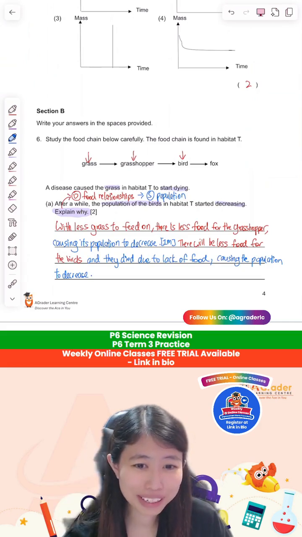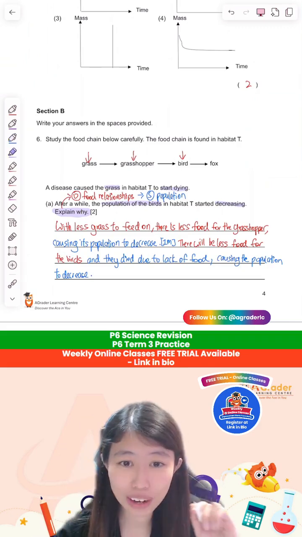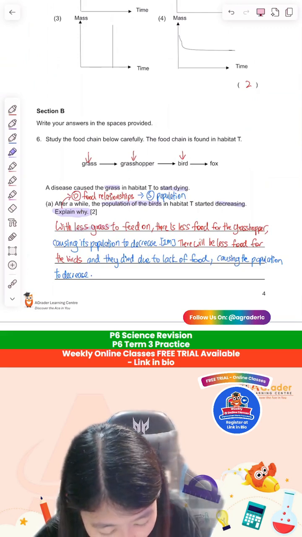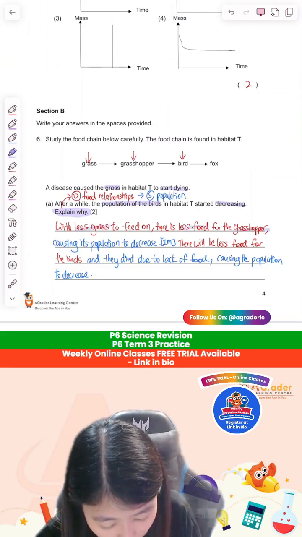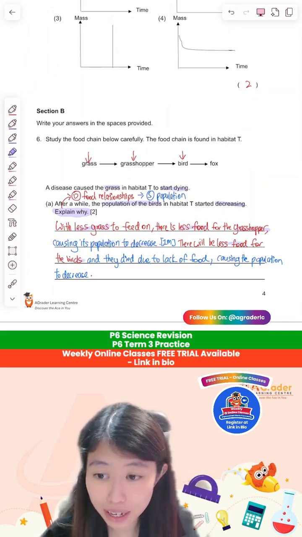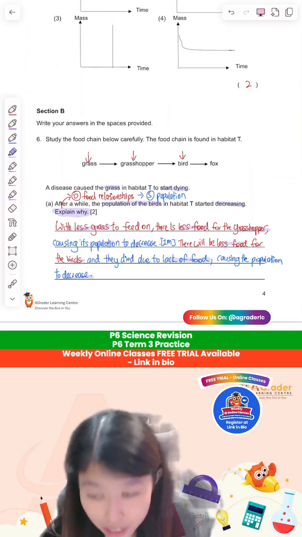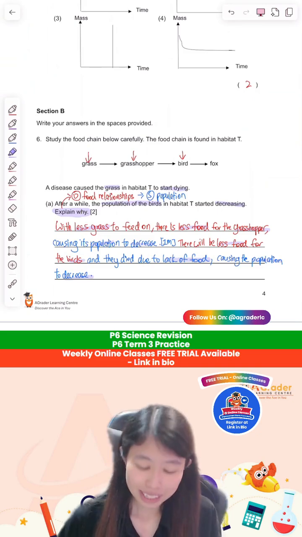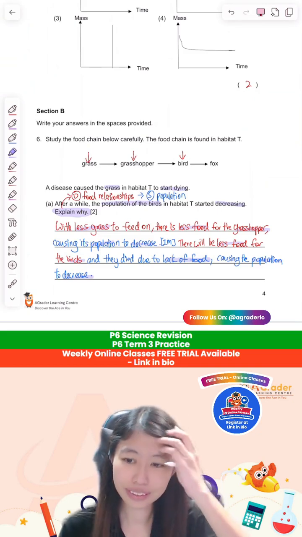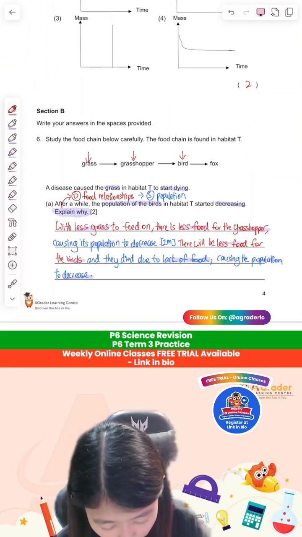Okay, everybody, let's focus on this, all right? I'm going to highlight the key thing. You must mention less grass, so less food for the grasshopper, and the population decreases. This leads to less food for the birds, so they die due to lack of food and the population decreases as well. This would be another 1 mark over here.